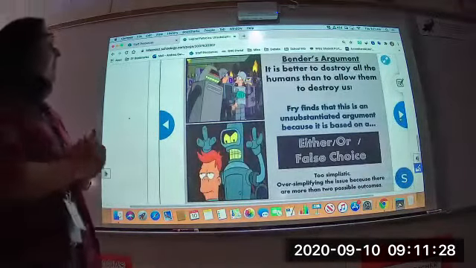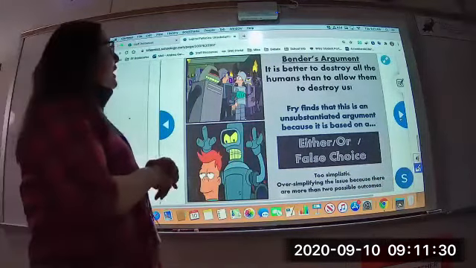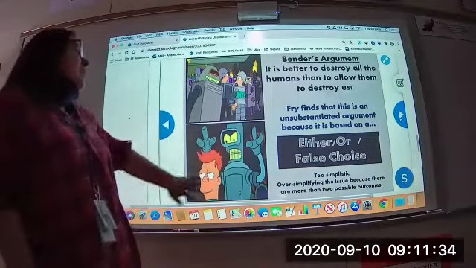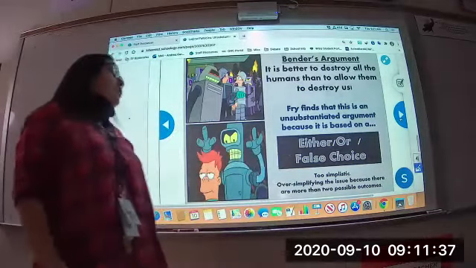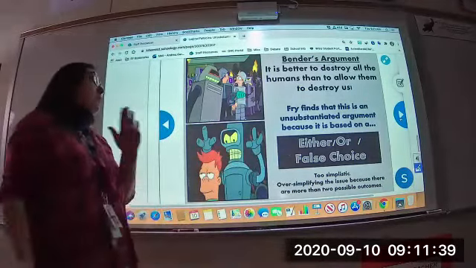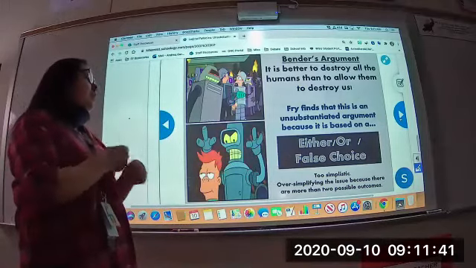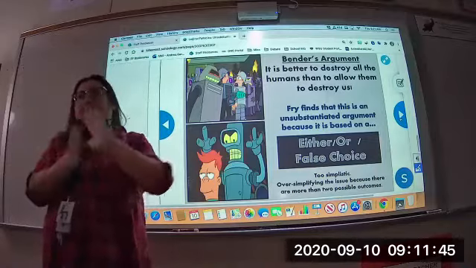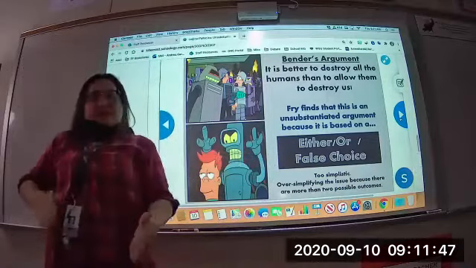The next argument, it is better to destroy all humans than to allow them to destroy us. This is unsubstantiated because we call this either-or false choice. It's too simplistic. Oversimplifying the issue because there are more than two possible outcomes. So that's the black and white choice, right? It's you're either this or you're this.